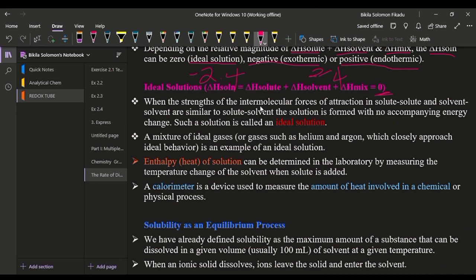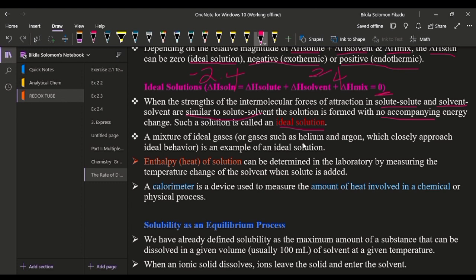So when the strength of the intermolecular forces of attraction in solute and solvent are similar to solvent, the solution is formed with accompanying energy change. So such solution is called ideal solution. Solutioniin akkasii maal jedhamee waamama? Ideal solution jedhamee waamama jechuudha. Yoo intermolecular forces of solute gidduudhaa fi solvent gidduu jiru the same to solvent yoo ta'e wal fakkaataa yoo ta'e, solutioniin form ta'u ideal solution jedhamee waamama jechuudha.